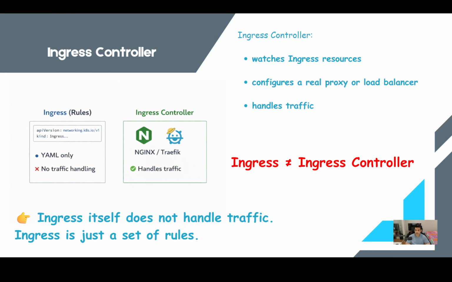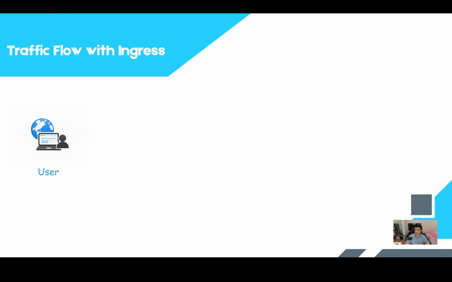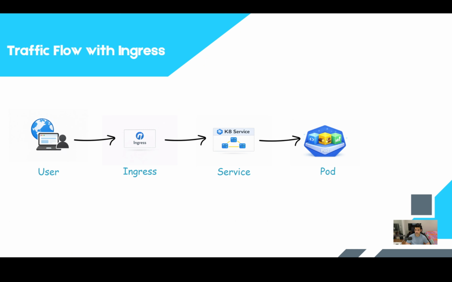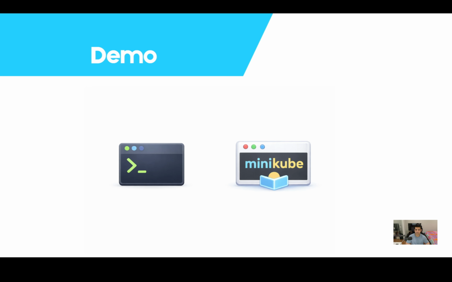You might be wondering what traffic flow with Ingress looks like. At a very high level, traffic flows like this: from the user's browser to Ingress, then to the service, then to the pod, and finally to the container which is running your application. The user never talks directly to pods. Ingress acts as the gateway between the internet and your cluster. Now that we have learned how Ingress works, let's see Ingress in action.